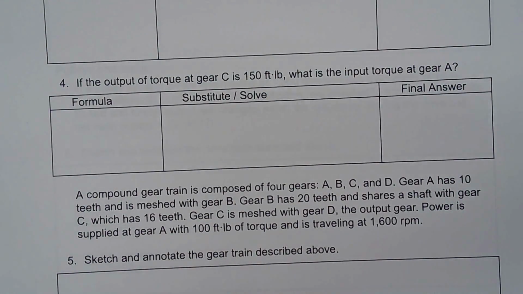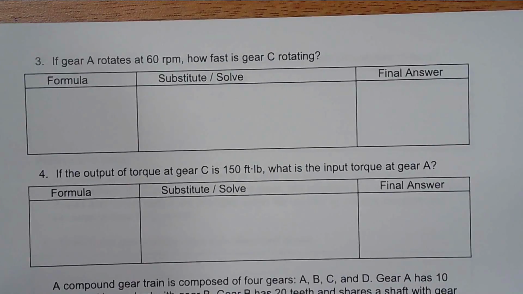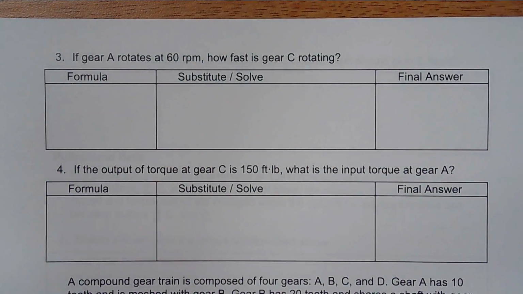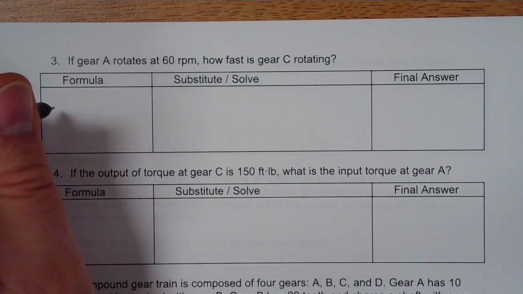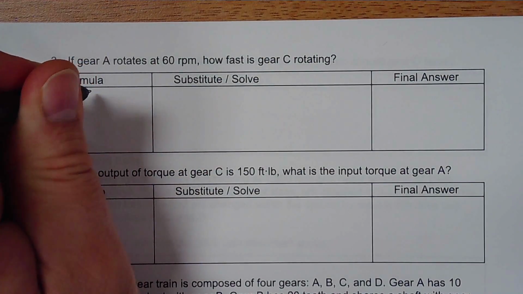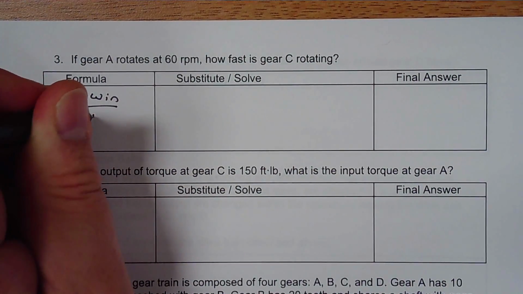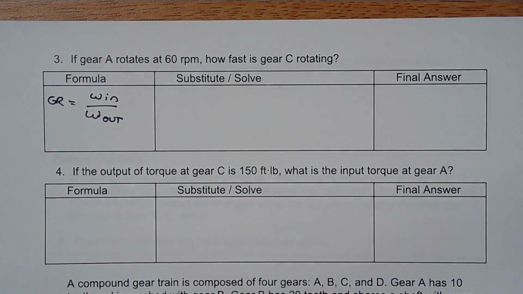So if gear A rotates at 60 revolutions per minute, how fast is gear C rotating? So our gear ratio, we're talking about speed here. We're talking about angular momentum, and that's why we have this little weird W. But the gear ratio is equal to angular momentum in over angular momentum out.